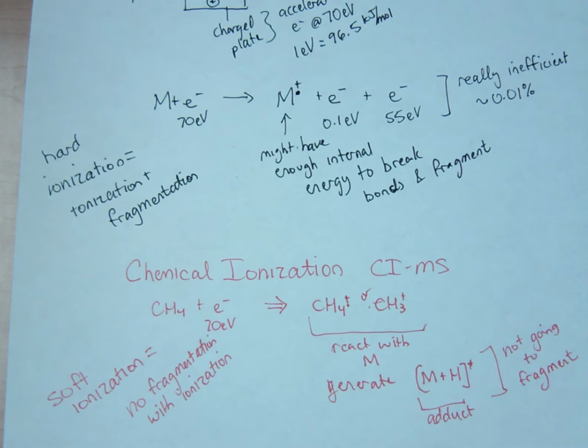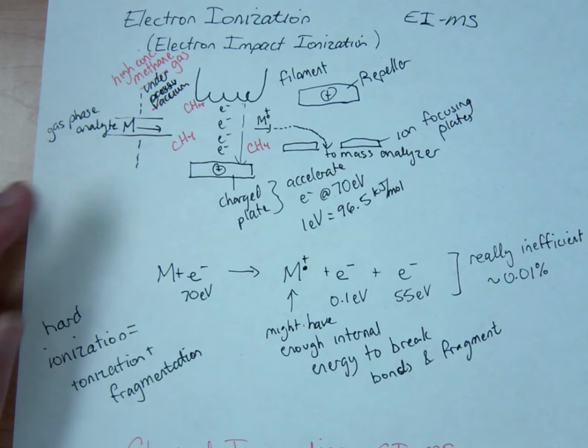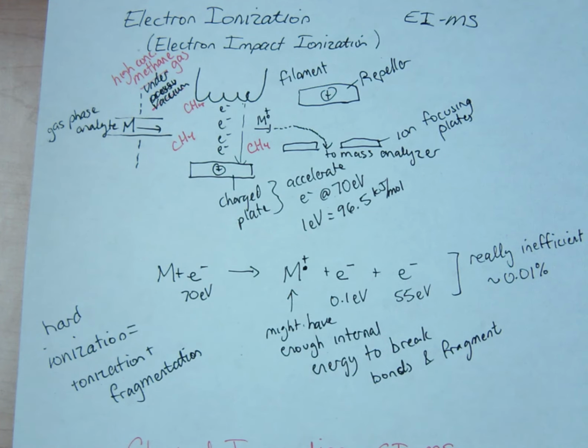So in one case, in hard ionizations like electron ionization, we're going to see fragments. In chemical ionization, we do soft ionization. We're not going to get fragments. And because EI and CI both use the same setup, we're simply adding methane gas to the chamber for chemical ionization.